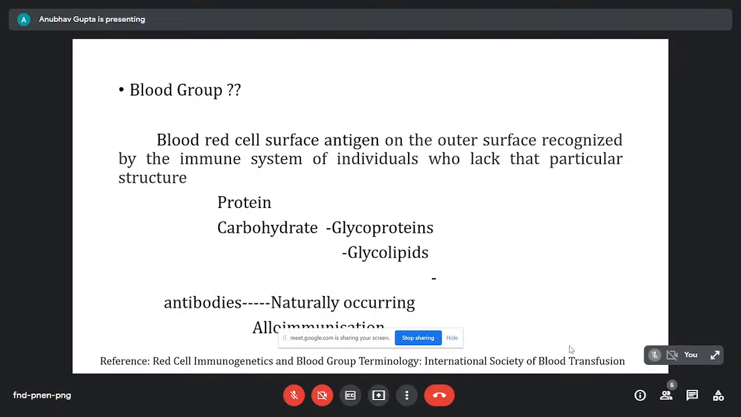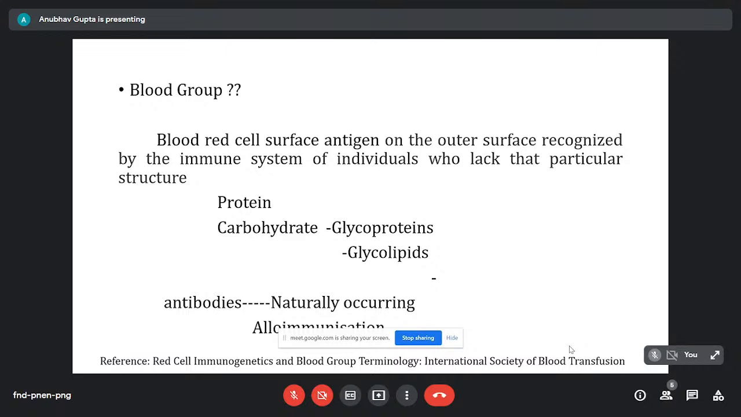And if my RBC membrane is harboring the A antigen, I will be missing the corresponding antibody. The corresponding antibody is anti-A, but I will be having the supplementary antibody, that is anti-B. So the antigens can be classified as proteins, they can be carbohydrates, and again carbohydrates can be glycoproteins and they can be glycolipids.